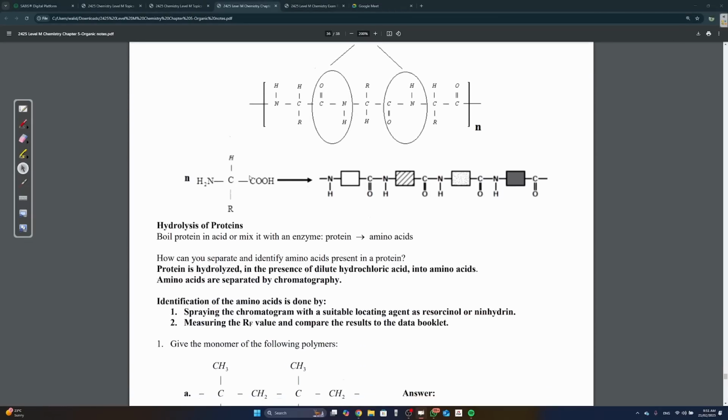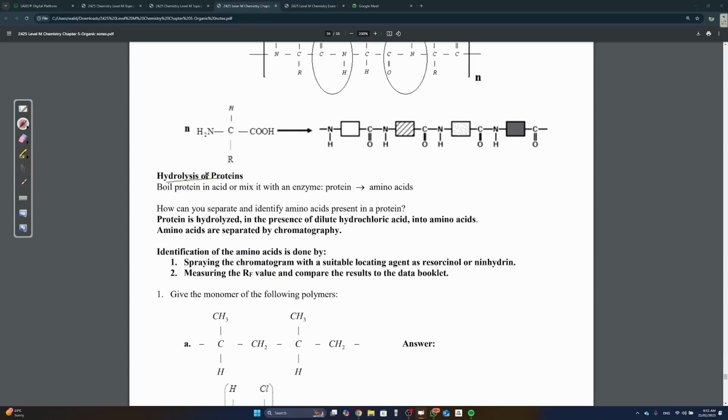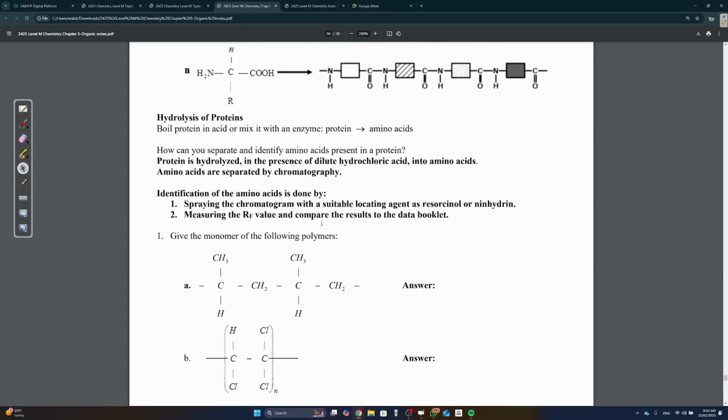How do you hydrolyze? Hydrolysis basically means breaking down. How do you break down proteins? Just boil them. I'm sure anybody who has done year 1 bio knows that protein can be denatured if you boil it. So boil protein in acid or mix it with an enzyme, and basically the protein will break back down to amino acids.